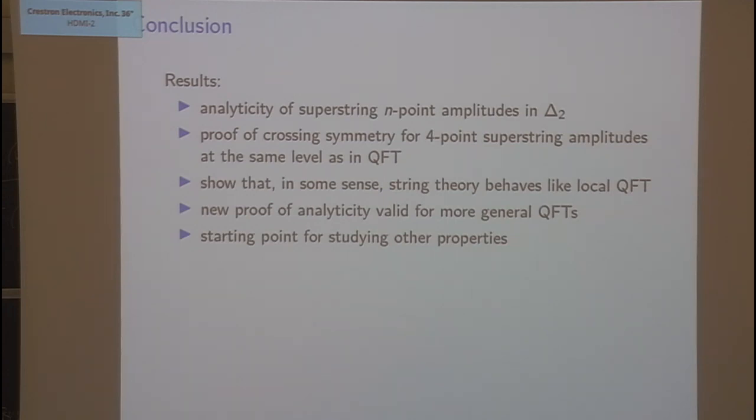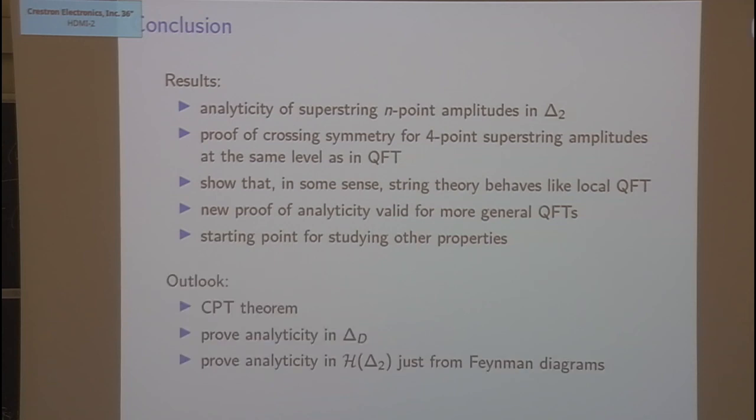This also will give a new proof of analyticity for more general QFT than what was considered before. And it's the starting point for studying other properties. So in particular, there is 3 very direct things to look at. You can try to prove the CPT theorem by generalizing the arguments that people used in the past. There is a question like, can you prove analyticity in delta of D also by generalizing the method we have?